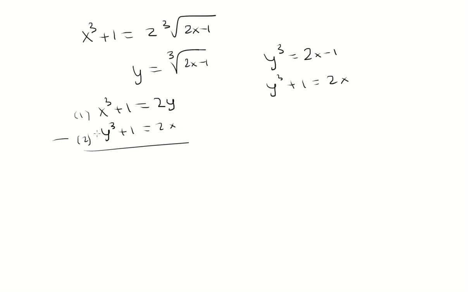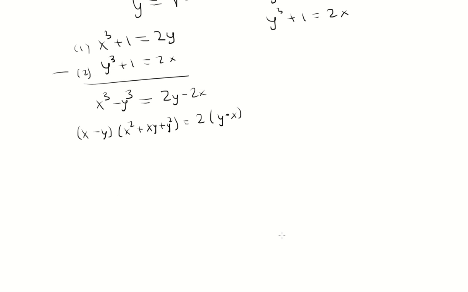If I subtract these, I have x cubed minus y cubed, the ones cancel, equals 2y minus 2x. Now if I factor this out, I have x minus y times x squared plus xy plus y squared equals 2 times y minus x. And now for this step, we have to show that x equals y, because when x equals y, we can continue. So first, let's suppose x is greater than y.